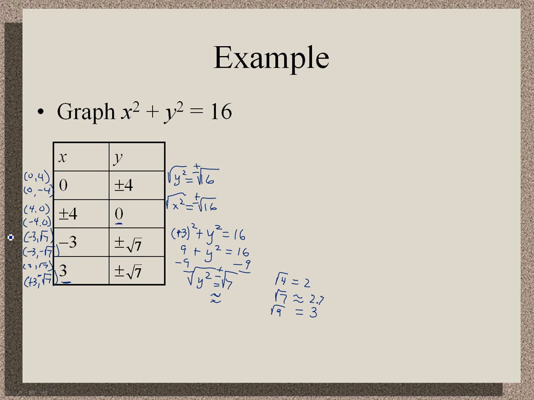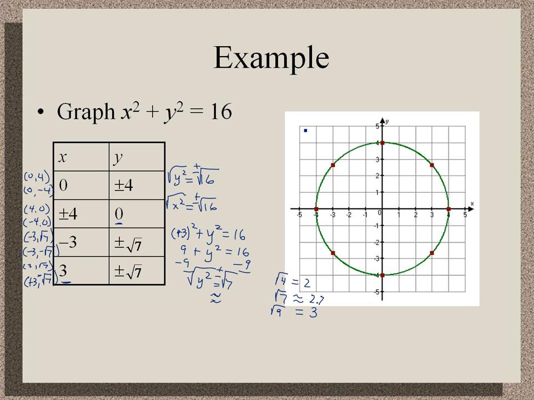So here notice that I have 1, 2, 3, 4, 5, 6, 7, 8 points to plot. Those are my 8 points. And again, I should do the coordinates on those points. This is the point (4, 0) on the x-axis. This one's at 4 on the y-axis. This one's at (negative 3, square root of 7).